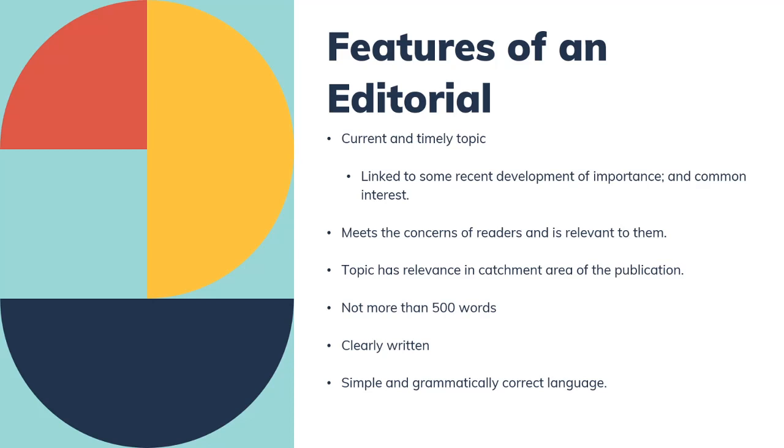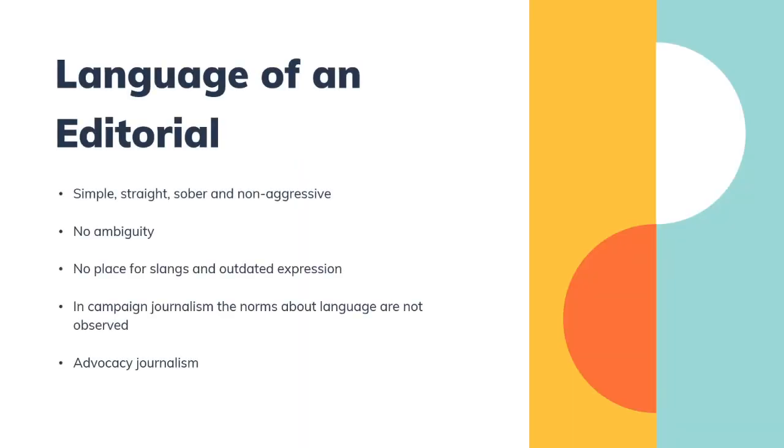Then word limit. The piece should not exceed 500 words. And last but not the least, it should be clearly written, with simple and grammatically correct language. When we say relevance to catchment area, in most cases, language takes precedence. Now let's see more about the language used in an editorial. Overall, an editorial's language should be simple, straight, sober, and non-aggressive. There shouldn't be any kind of confusion in the reader's mind when they go through it.